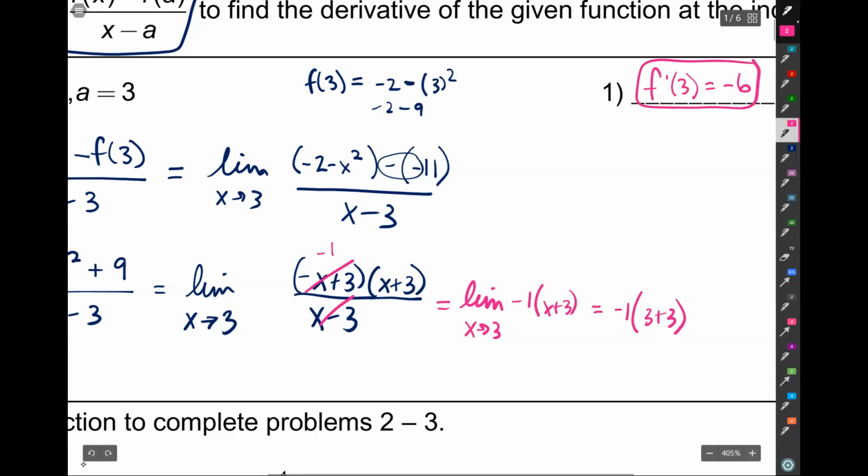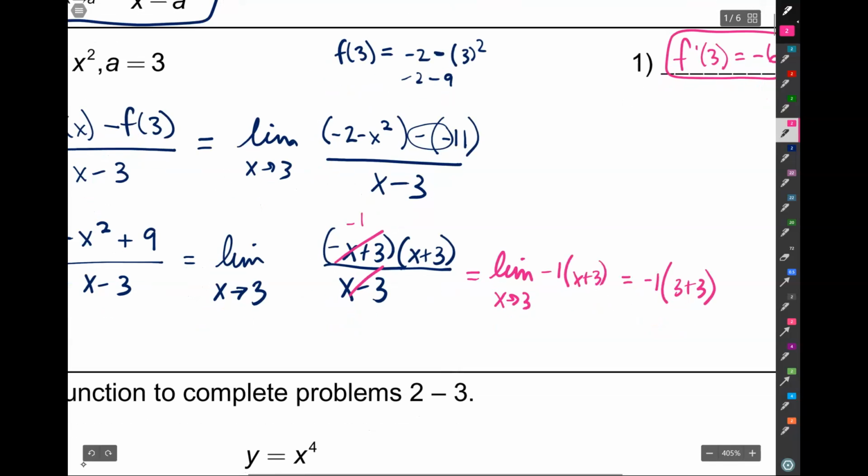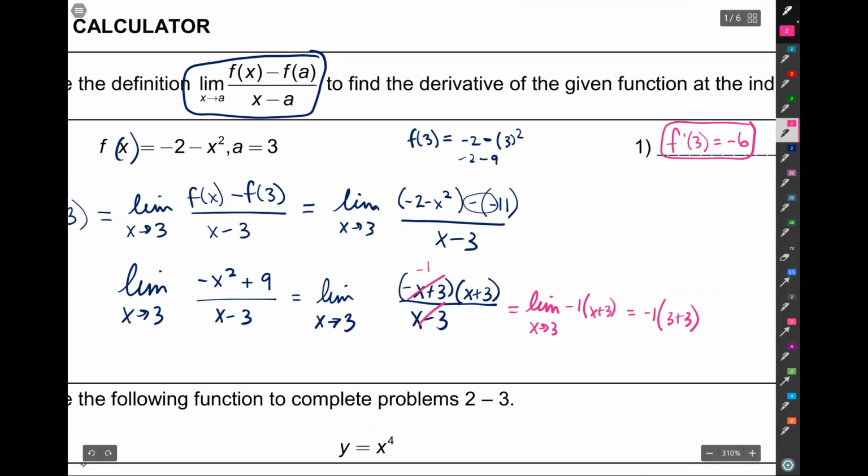Wait, I don't even know what x is. Isn't a 3? Yeah. But aren't we plugging in 3 for x? As x goes to 3. Oh yeah. How did we know that x was 3? Let's see. Okay, so up here we know that a is 3, and we're saying limit as x goes to a. That means as x goes to 3. So down here, as x goes to 3, I plug in 3. Perfect.